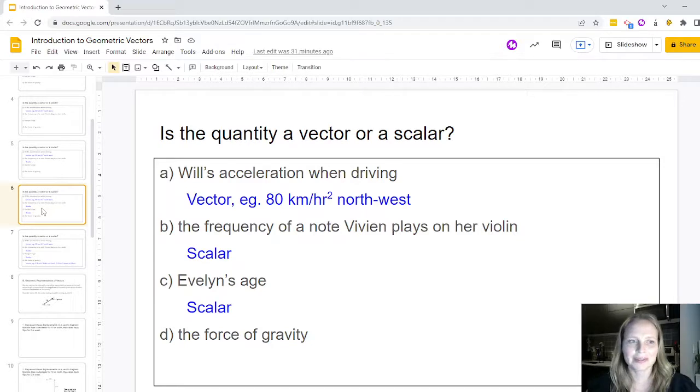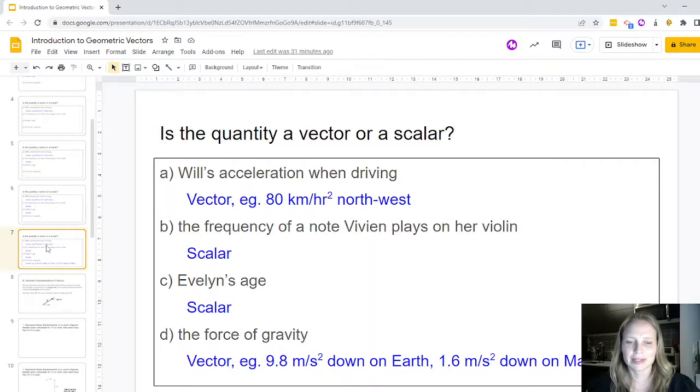And what about the force of gravity? Well, that would be a vector because we have magnitude and direction. So 9.8 meters per second squared down on Earth. And did you know that it's only 1.6 meters per second down on Mars?